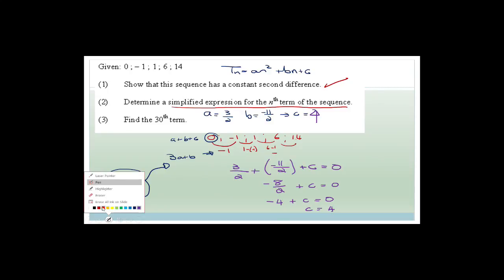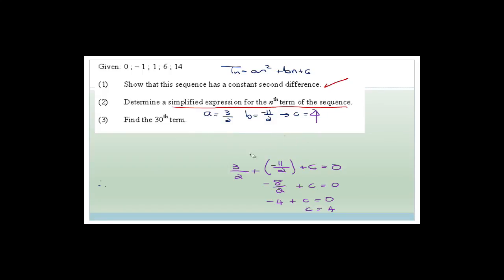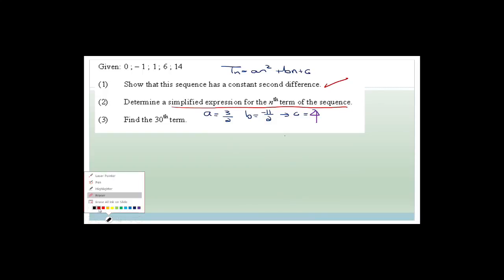So now we can write out a nice simplified expression, and I need space to write, so I'm just going to erase this quickly. Okay, so let's do this. We've got Tn is equal to an squared. So Tn is equal to 3 over 2 n squared minus 11 over 2 n plus 4. But they said determine a simplified expression. No, that's it. There's nothing else I can do. That's the answer. Cha-ching. There we go.